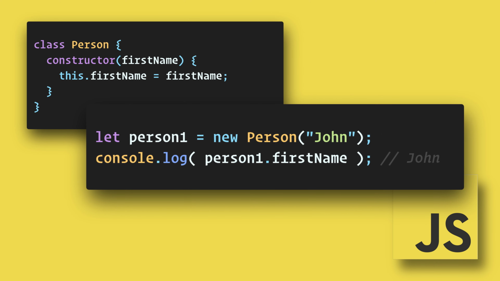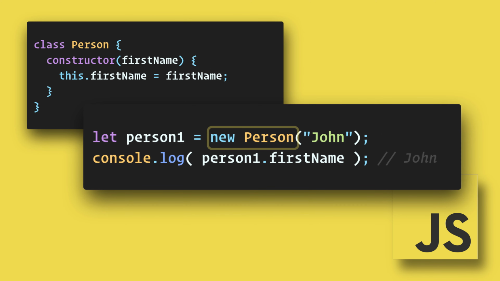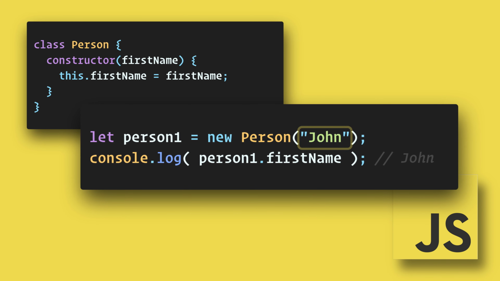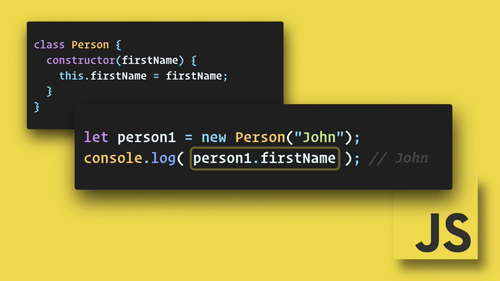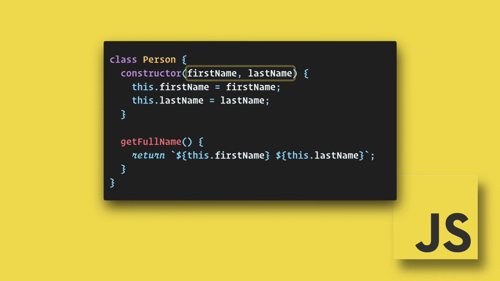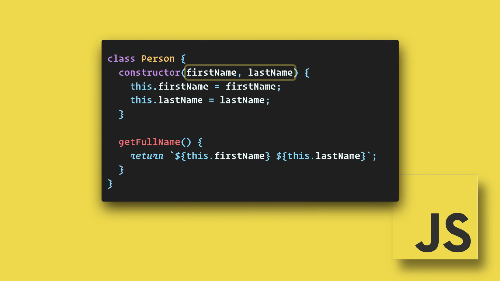To initiate it, we declare a variable equal to new person and pass in our argument, John. Now we can log person1.firstName and we get our name. We can pass multiple arguments to the class by setting multiple properties in our constructor.